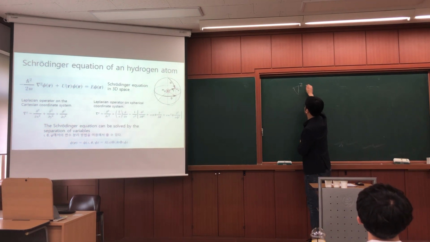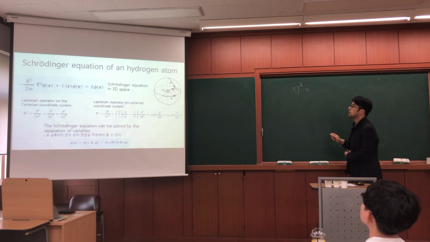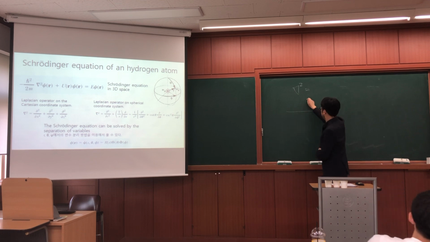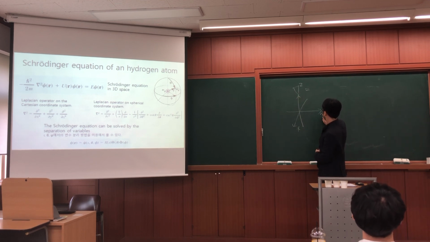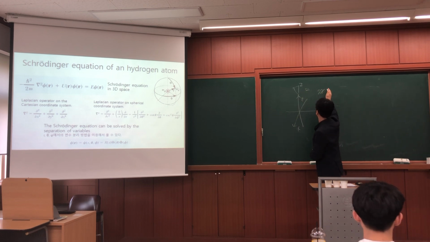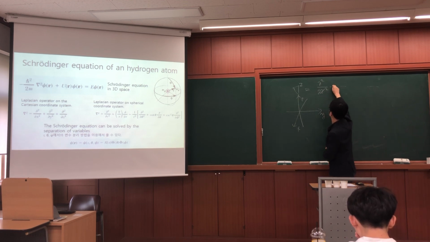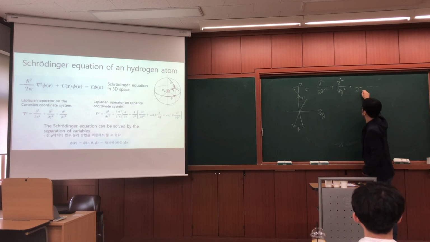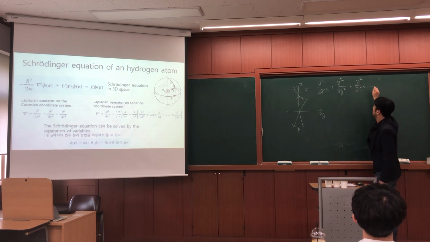As most of you have already learned, the del squared operator can be written in two ways. In Cartesian coordinates, if you write coordinates using x, y, z, then the del squared operator is written as d squared by dx squared plus d squared by dy squared plus d squared by dz squared.